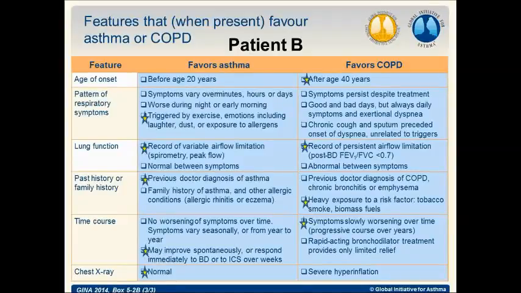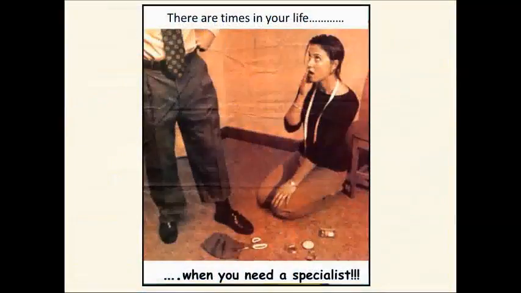Okay, now let's go to patient B, the smoker. His symptoms are triggered by exercise. He's got variable airflow limitation. His doctor diagnosed asthma 2 years ago, and he does improve symptomatically, either spontaneously or with inhaled corticosteroids. For COPD, age of onset is over 40. He's got persistent airflow limitation. He's got a 50 pack year smoking history, and his symptoms are gradually getting worse over time. So he's also got ACOS.